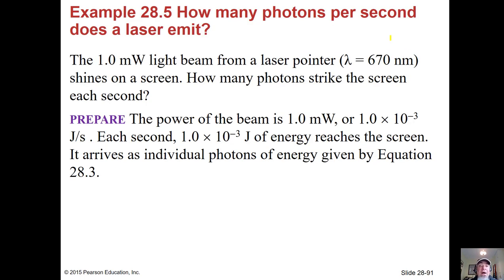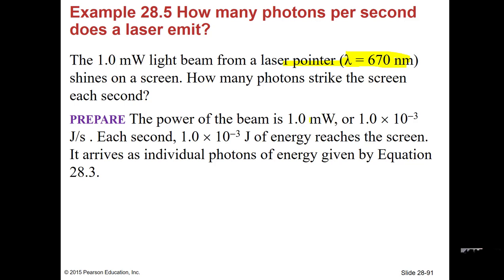We have a 1 milliwatt, so remember what a watt is, a joule per second, energy per time. A laser beam, a light beam from a laser pointer. Here's the wavelength, 670 nanometers. As soon as you know the wavelength, you can calculate the energy, if we need to know that. How many photons strike the screen per second?